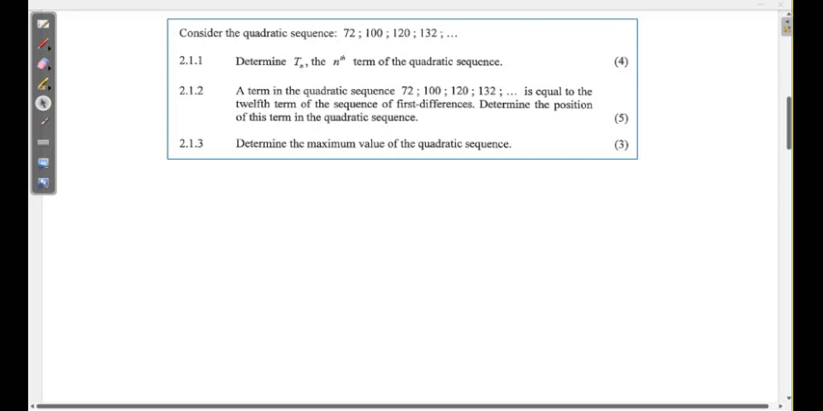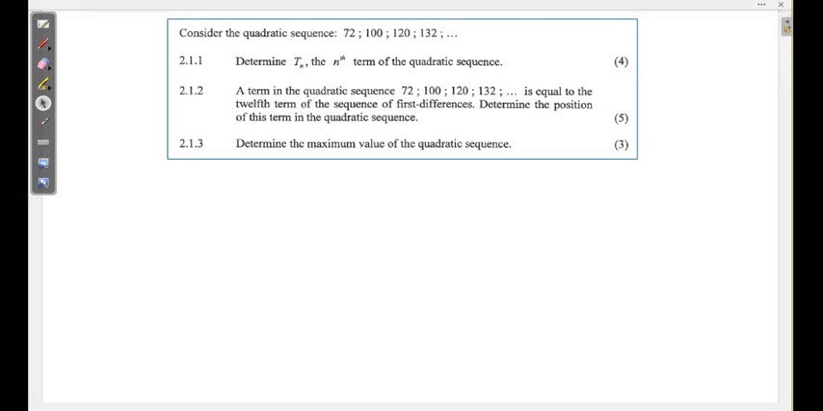Yeah, so in terms of sequences and series, we usually have to take care of what the question wants from us and identify the type of sequence we're talking about. Here we're given a quadratic. They want Tn, which is the nth term of the quadratic sequence.